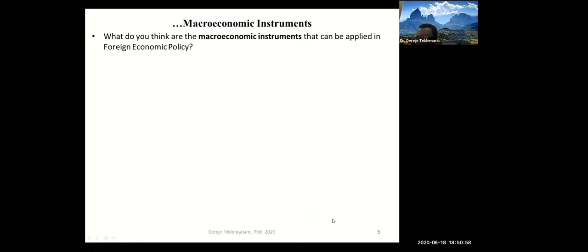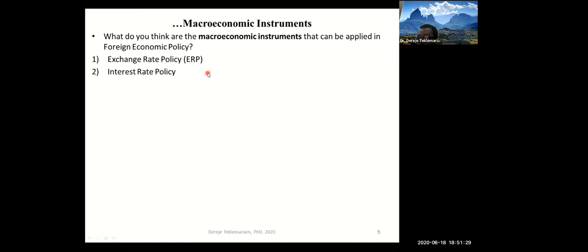I'm sure you are reading the material that I am giving you. So the first one is the exchange rate policy, the ERP. The exchange rate policy is one of the most influential macroeconomic policy interventions that can affect the foreign economic policies that can be applied on this economy. So one of the instruments in foreign economic policy under the macroeconomic instruments is the exchange rate policy.